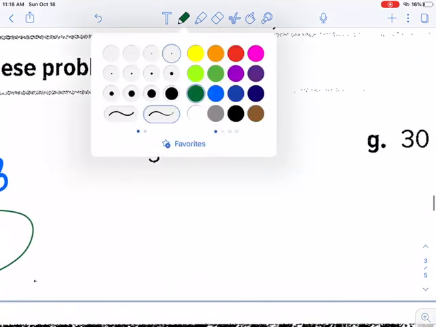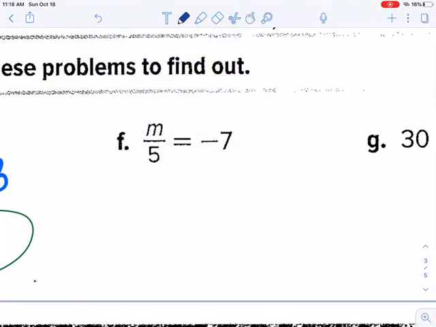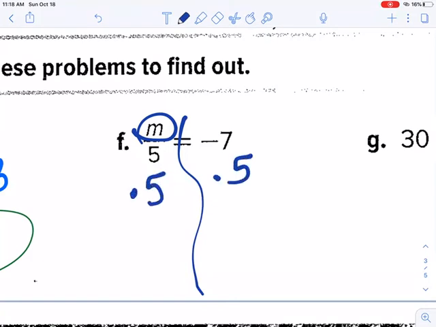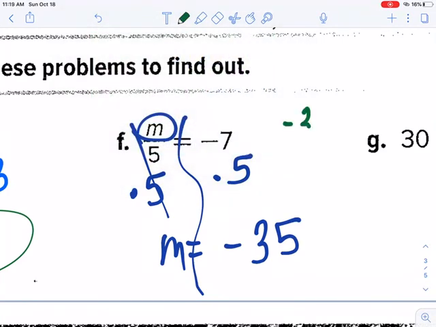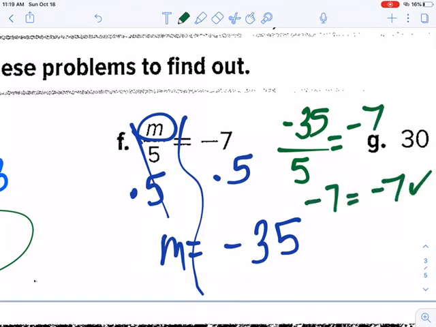All right, let's look at letter F. We want m by itself, so the inverse of dividing by 5 is to multiply by 5. That cancels out to 1. 1m is the same as m. -7 times 5 is -35. So let's plug that in. Does that give you -7? And it does give you -7, so we know -35 is a good answer.